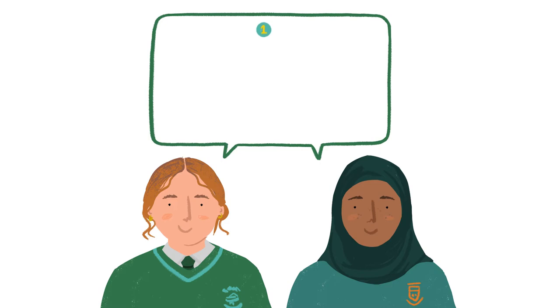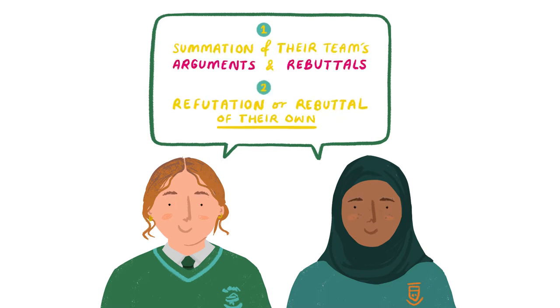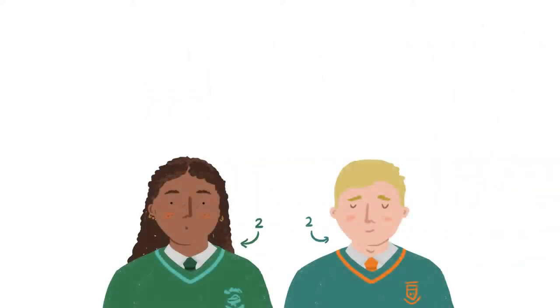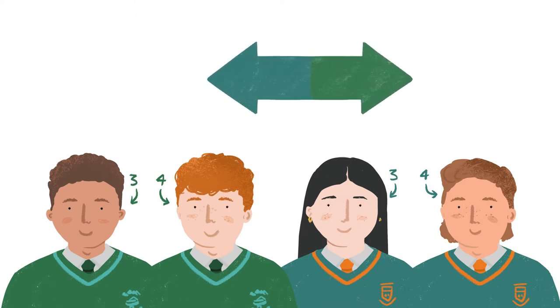Each captain is marked on their summation of their team's arguments and rebuttals and refutation or rebuttal of their own. No new material should be introduced in the summation, even if it shows brilliant research or understanding. Speaker 2 will have the least refutation and rebuttal to include, so is a good position for nervous or first-time debaters. Speakers 3 and 4 will continue to incorporate refutation and rebuttal in their speeches.